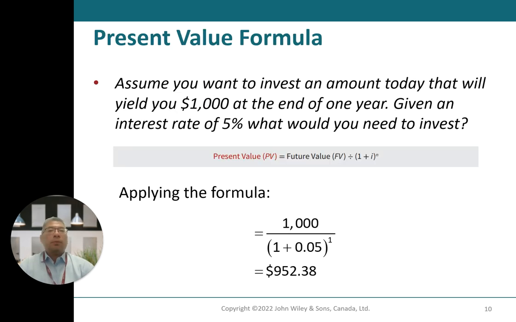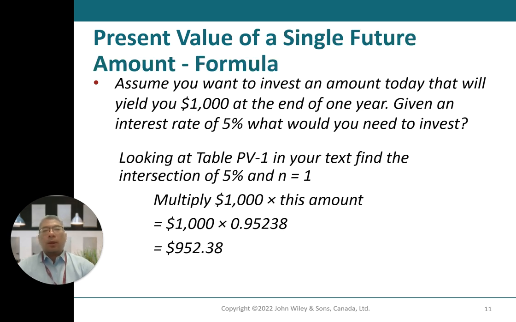The present value formula: if you want to invest an amount today that will yield about 1,000 at the end of 1 year, given interest of 5%, what would you need to invest? So present value equals future value divided by 1 plus i in brackets. Applying the formula, just plug in the numbers, and you get 952.38. This is the present value formula. And then the present value of a single future amount formula.